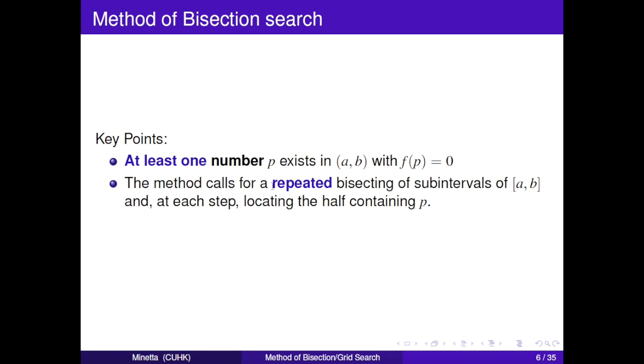You should bear in mind that there are two key points. First, at least one number p, which means sometimes, maybe rarely, there is more than one p. Last, the method calls for repeated bisecting of subintervals of interval [a, b], and at each step, locating the half containing p.